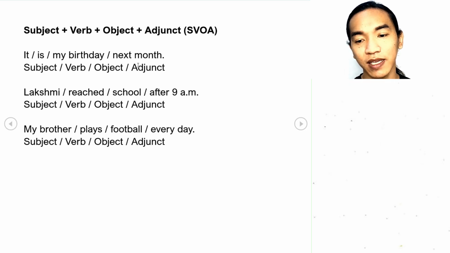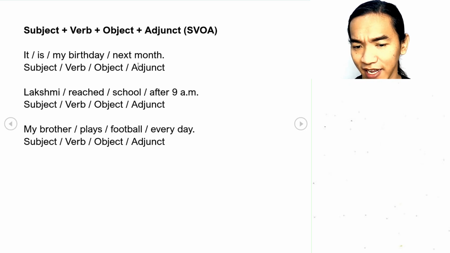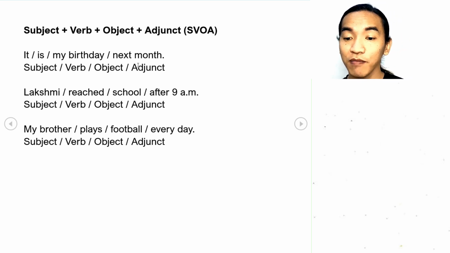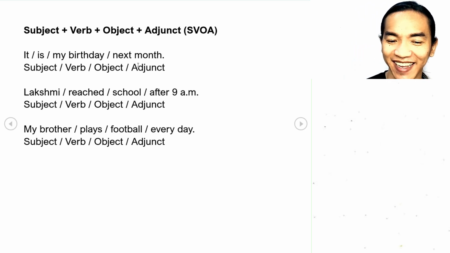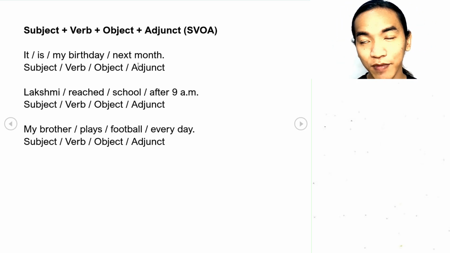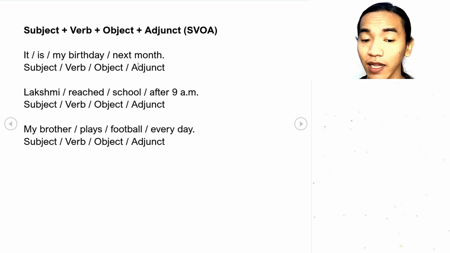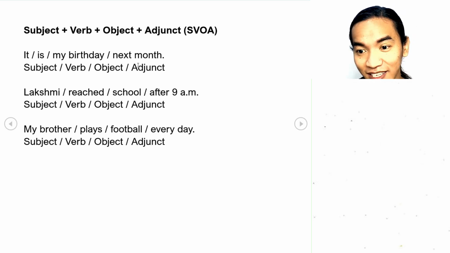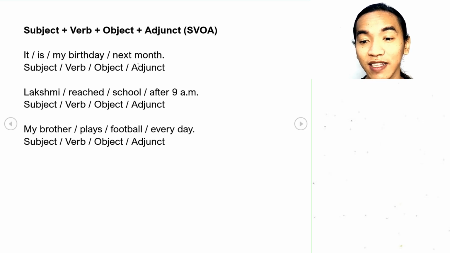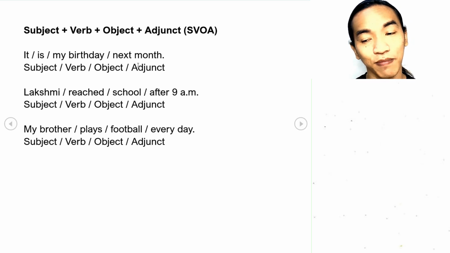Next one, Lakshmi reached school after 9 a.m. Okay, subject, verb, object, adjunct. My brother plays football every day. This is a very simple or common sentence pattern, but we have to realize how this pattern is created. My brother is your subject, plays is your verb, object is your football, and your adjunct is every day. Okay, so now I'll give you time to think of more example sentences using the SVOA sentence pattern.